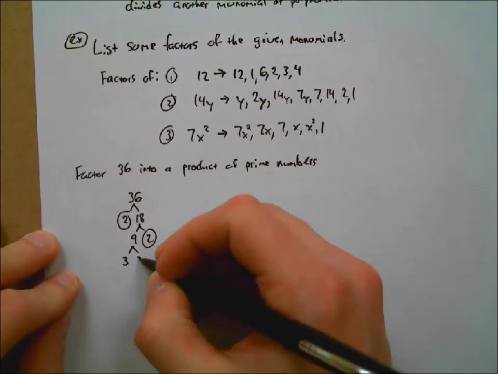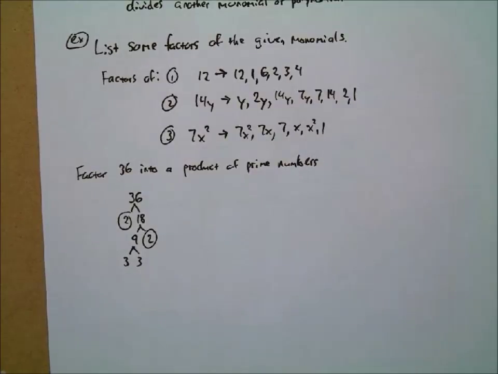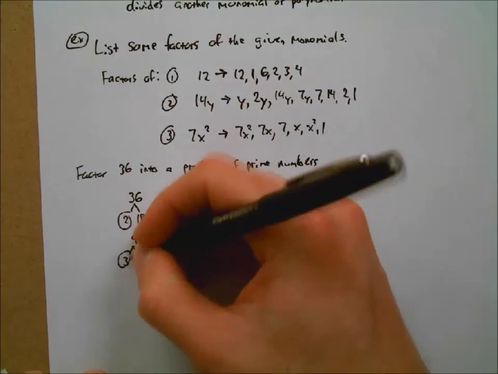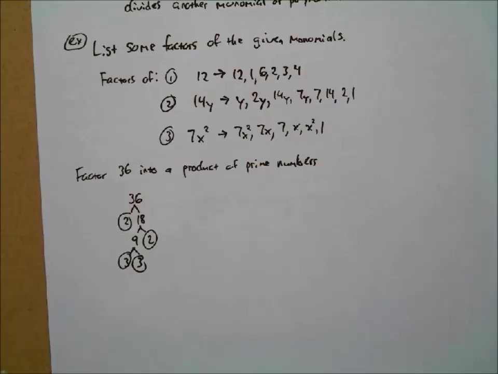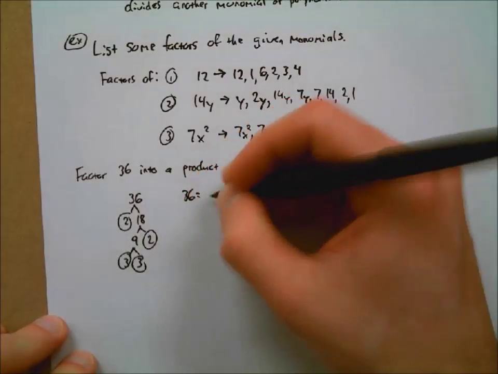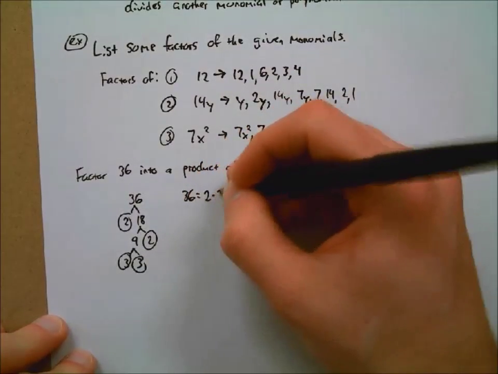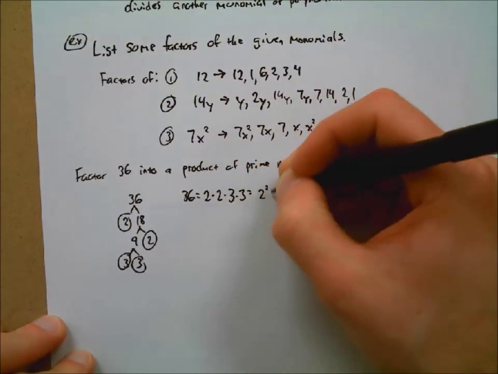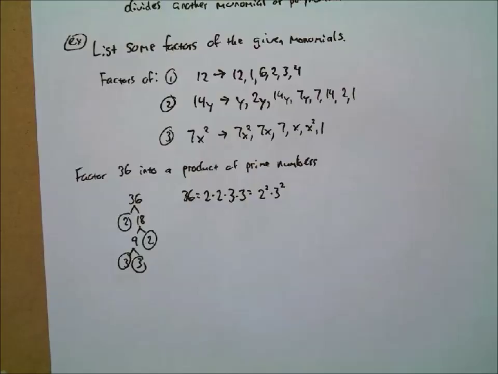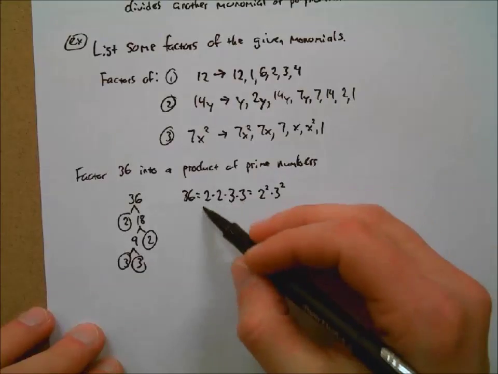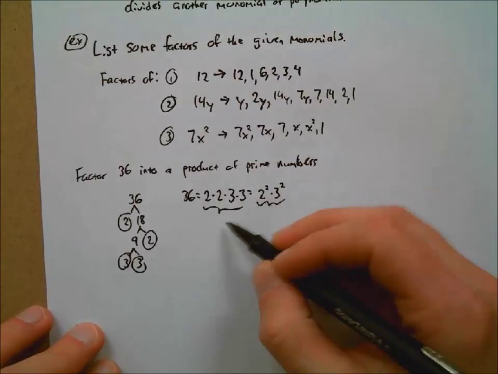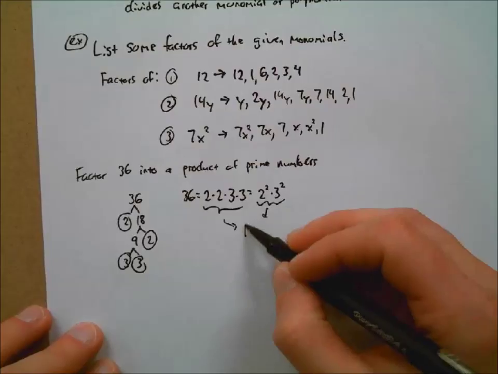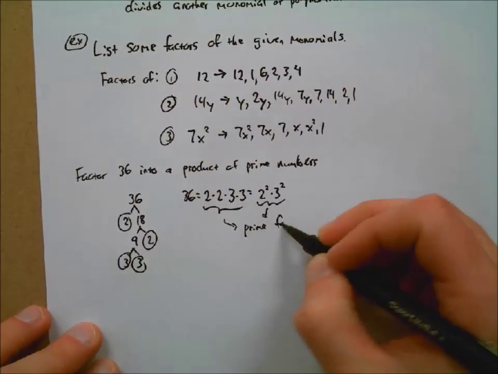Okay, do either of the 3s break down any further? Just 3 and 1, right? So not really any helpful way. So we say then that 36 is equal to, I'm going to put these in numeric order here, 2 times 2 times 3 times 3, or 2 squared times 3 squared, if you like. Okay? And that's known as the prime factorization. You rewrite something as a product of primes.